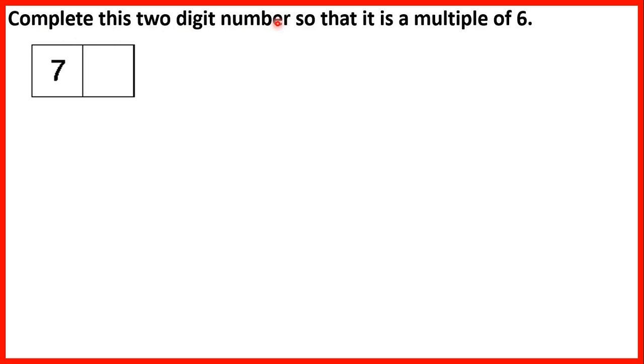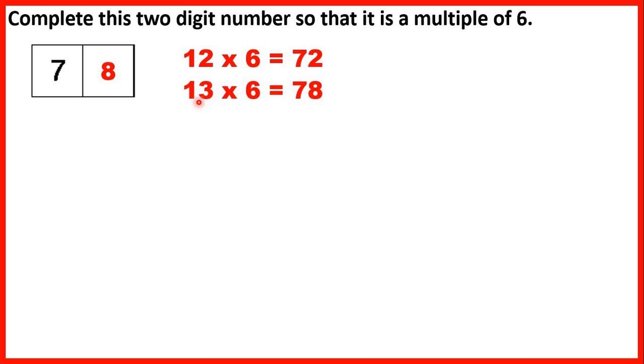Complete this 2-digit number so that it is a multiple of 6. Now we need to remember that a multiple of 6 is just a number that's in the 6 times table, and 72 is in the 6 times table, so is a multiple of 6, because 12 times 6 is 72. We could also have 78, because 13 times 6 is 78, and if it's in the 6 times table, it's a multiple of 6. But remember, the 6 times table doesn't stop at 12 times 6. We can have the answer to 13 times 6 as our answer as well.